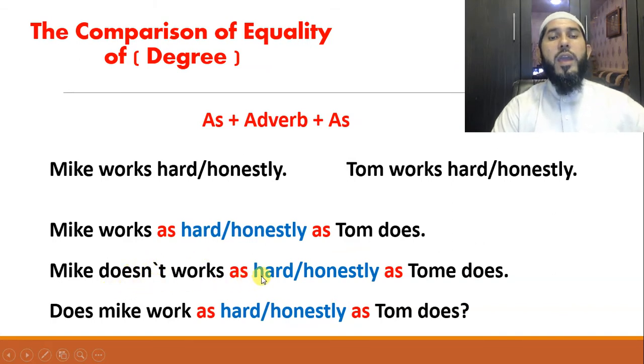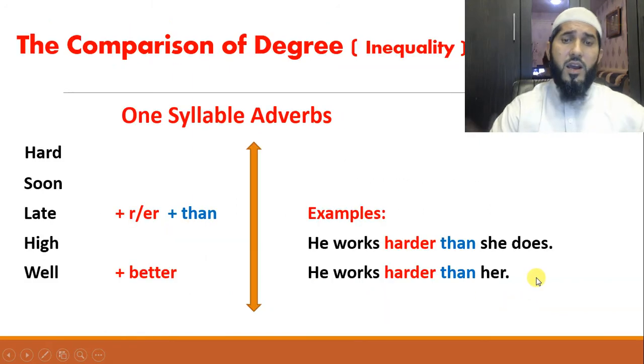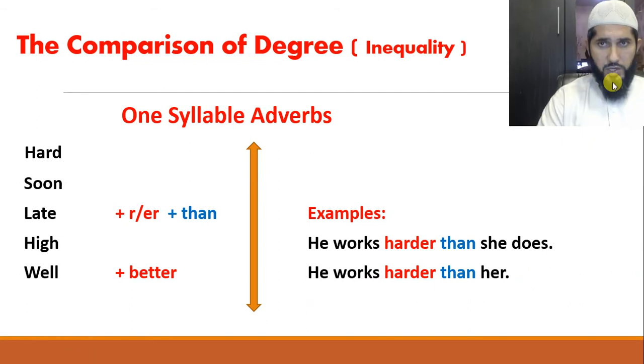Mike doesn't work as hard as Tom does. You can make negative sentences, that's also possible, or you can use yes/no questions. Does Mike work as hard as Tom does, or does Mike work as honestly as Tom does? That's also possible. Now look at this structure over here.